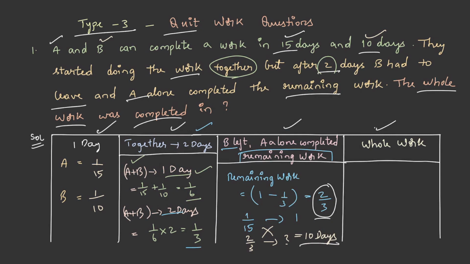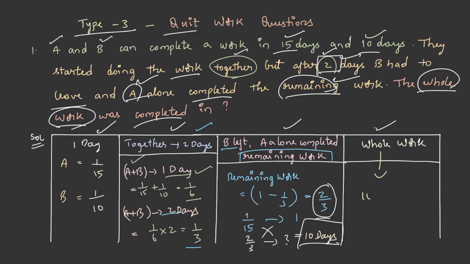But this is not the end. He's asking the time taken for whole work to be completed. So from the question, for 2 days, both A and B together completed the work. And after 2 days, A alone completed the remaining work. So the time taken for A to complete the remaining work is 10. And before that, A and B worked together for 2 days. So the whole work will be completed in 10 plus 2, that is 12 days.